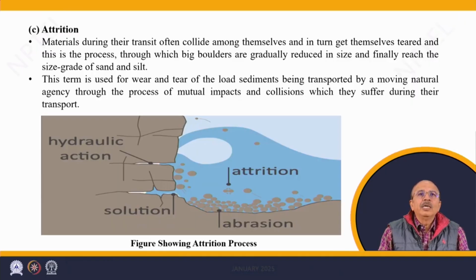Now third is the attrition. Materials during their transit often collide with each other and in turn get worn down, and this is the process through which big boulders are gradually reduced to a finer size, that is the grade of sand and silt. This term is used for wear and tear of the load sediments being transported by a moving natural agency through the process of mutual impacts and collisions which they suffer during their transport.